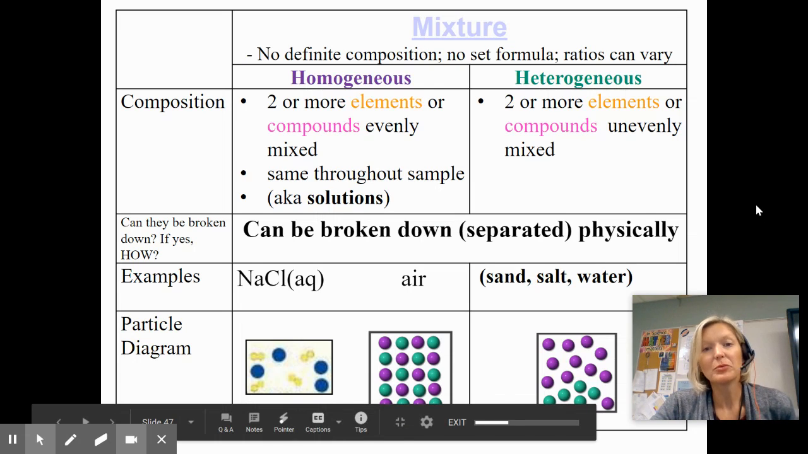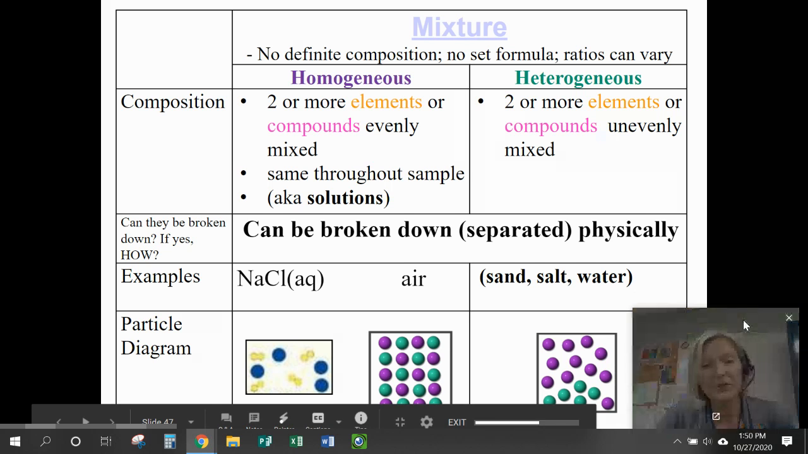Hi, we're going to pick up with part 2. PowerPoint is loading. So we've got mixtures. We just finished talking about pure substances.